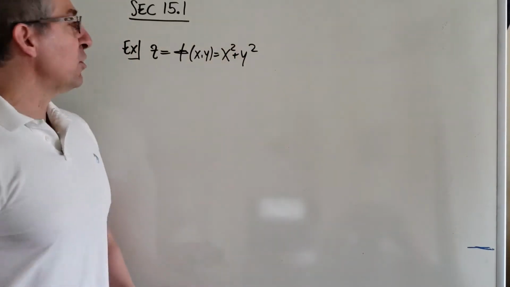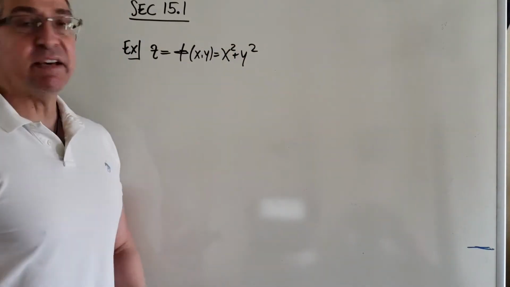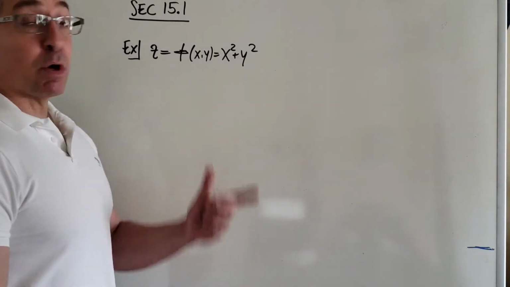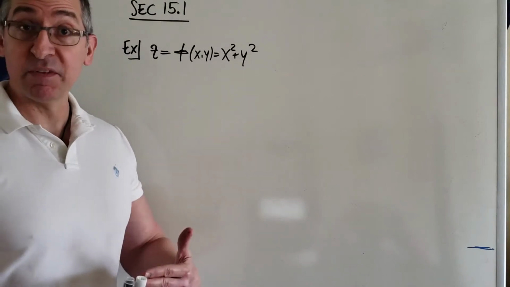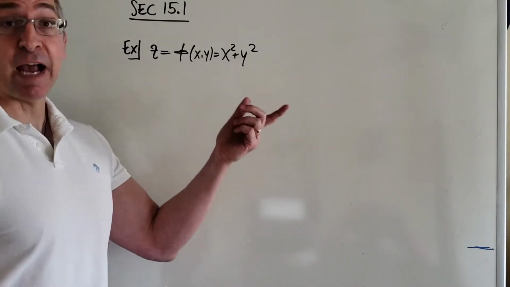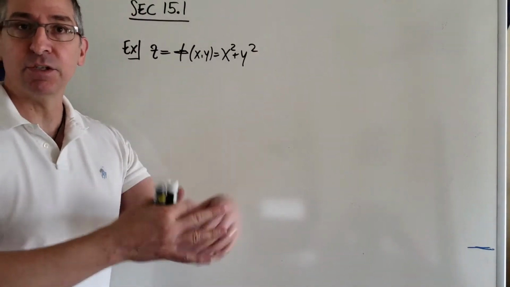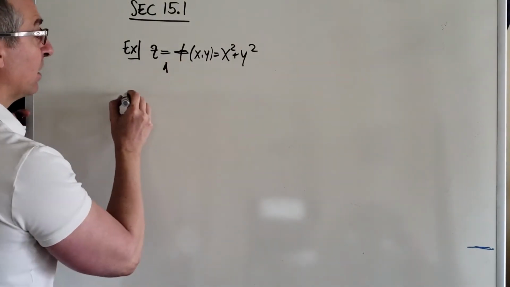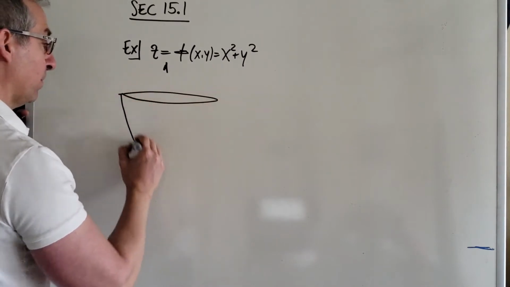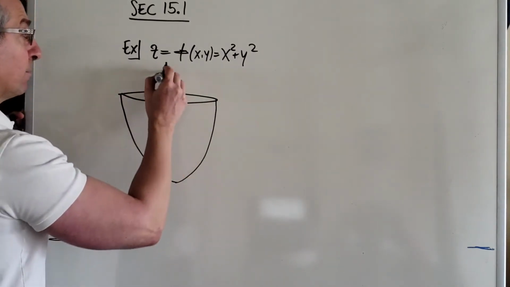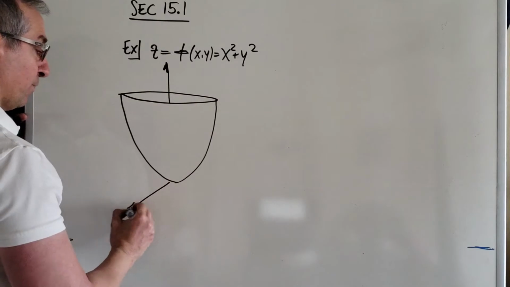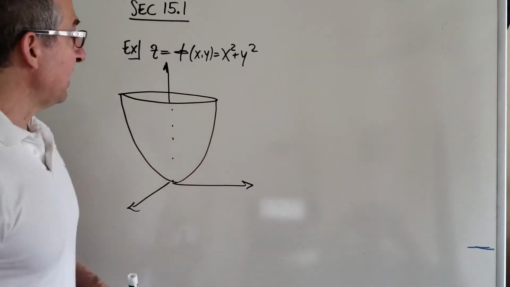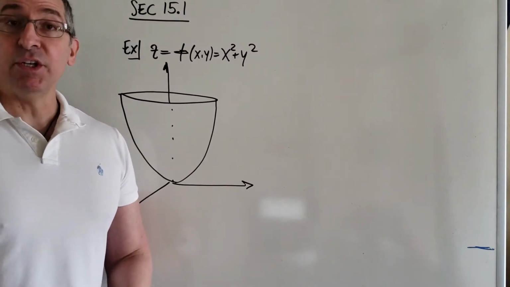Okay, suppose we have the surface z equals phi of xy is equal to x squared plus y squared, okay? Now, from our work in chapter 13 and from our table of special surfaces, we know that this is going to be a paraboloid and it's going to open up, or it's going to look like a bowl shape. And a quick sketch of that. Like this, okay?